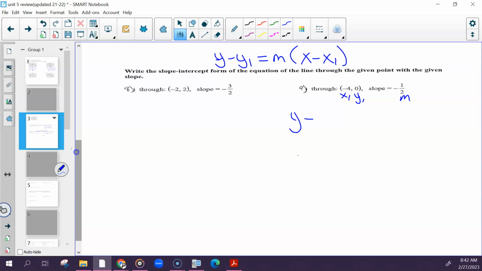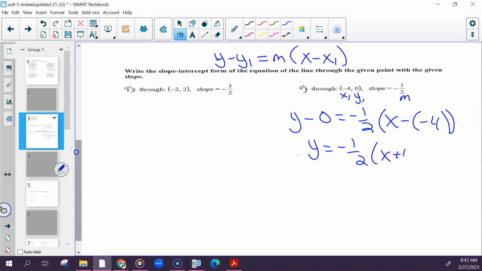So y minus our y1 is 0. Our slope is negative. And then x minus our negative 4. Remember to put either 2 negatives or change it to a plus. The y minus 0 just becomes y. You have to change it to a plus before you can distribute. Then distribute. So negative 1/2 x minus 2 would have been that equation. Other questions on that page?